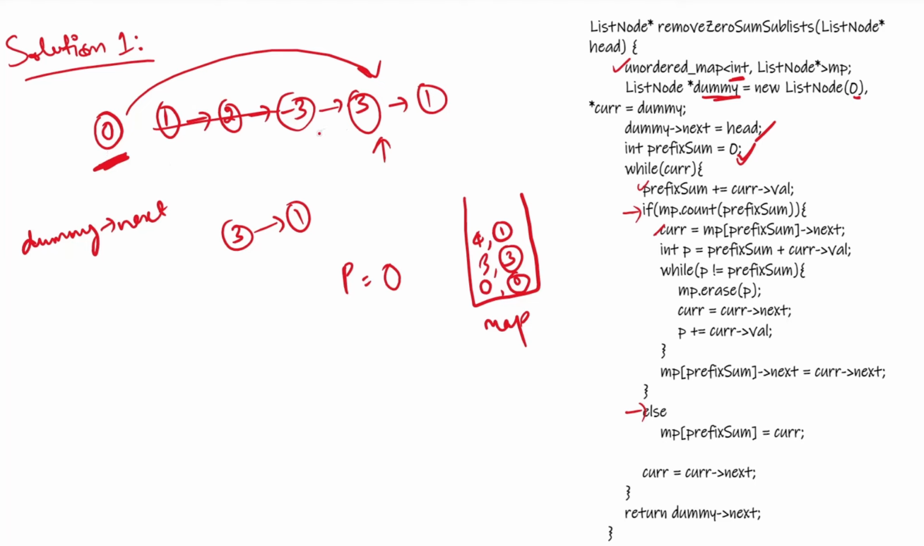Let's say if my prefix sum is 0, so I will move to its next, that is 1, because this is the 0, so I have to delete this. So I will make my prefix sum next value and then I will use my p, and p is equal to prefix sum plus current val, and then I will delete it from map. Okay, then I will erase values from my map, and after that finally I will link my dummy next to this. So how I can do, prefix sum next will be current next.